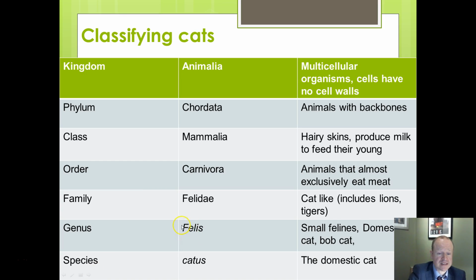Another example is cats. You need to remember these in this order. You need to know chordata. You need to know mammalia, but these are pretty common things. Carnivora, things that only eat meat. Cats only eat meat. Felidae, cat-like; Felis, small cats, not big cats; and Felis catus, the domestic cat.